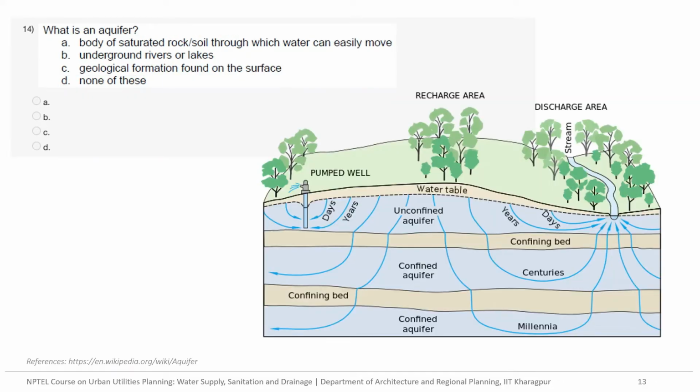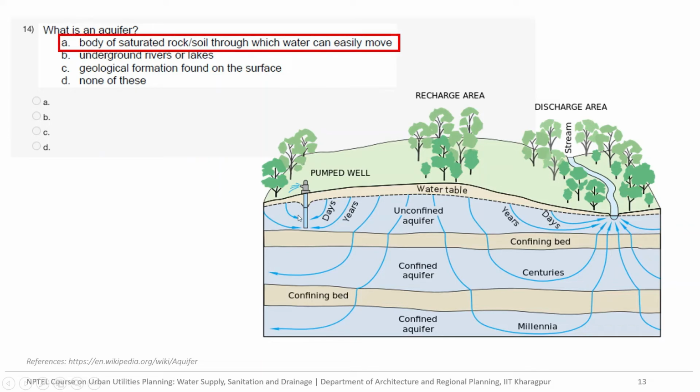Moving on to the next question. What is an aquifer? A. A body of saturated rock or soil through which water can easily move. B. Underground rivers or lakes. C. Geological formation found on the surface. D. None of these. So the answer is A. It is basically a body of saturated rock or soil through which water can easily move.